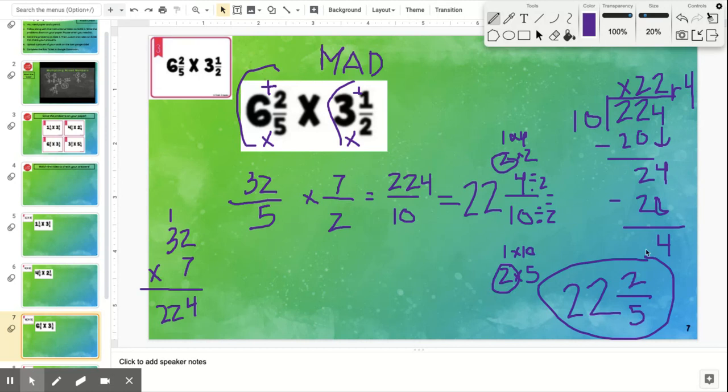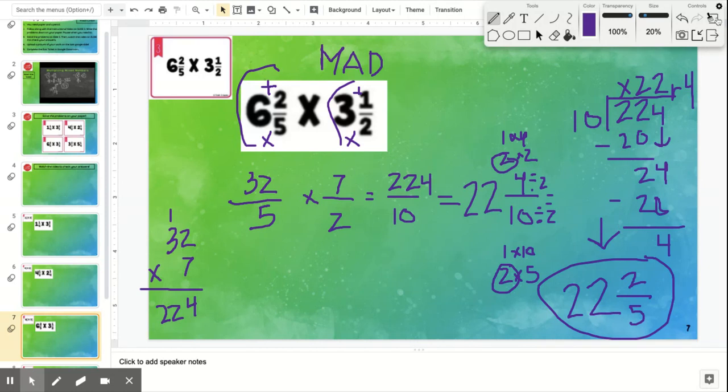So for example, if you had this on an exit ticket and you got 22 4/10, you're not going to see that as an answer choice because it has to be simplified still. So don't think you did something wrong if you don't immediately see the answer that you got. Always ask yourself if it can be simplified. So this right here would be the answer you are expected to pick.